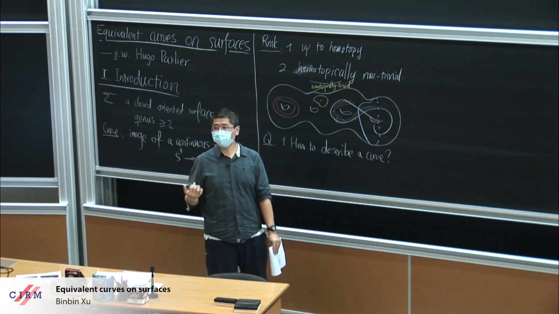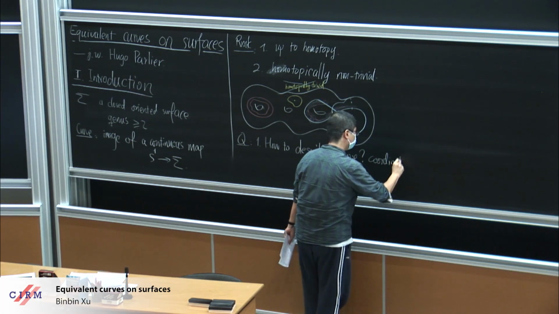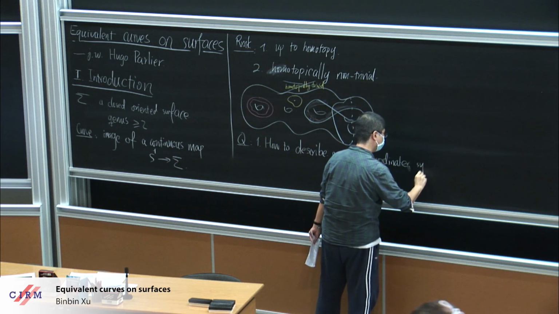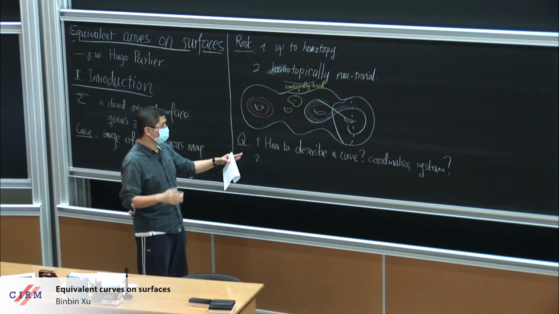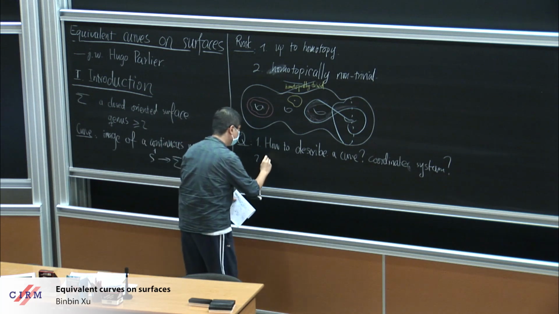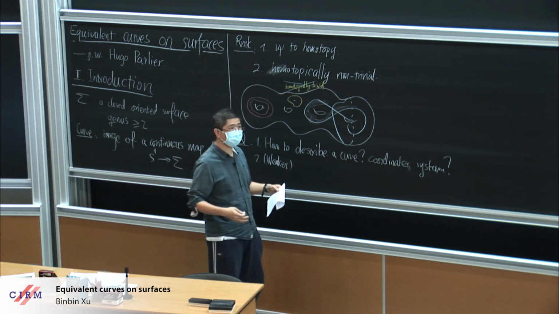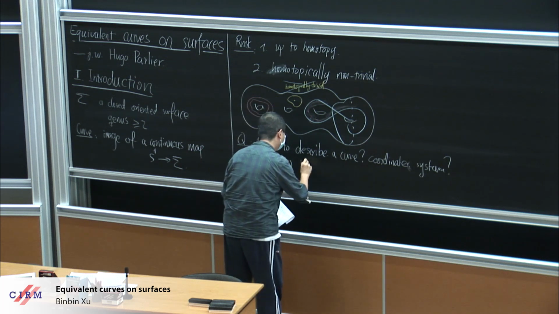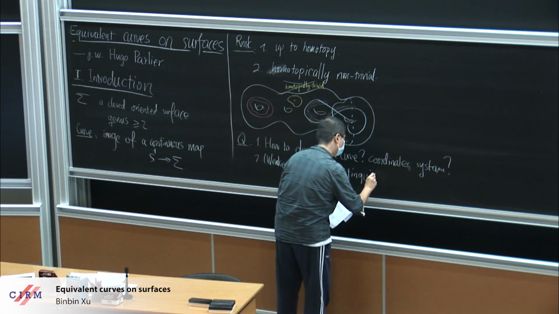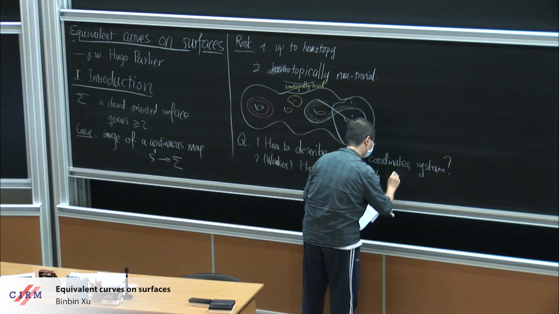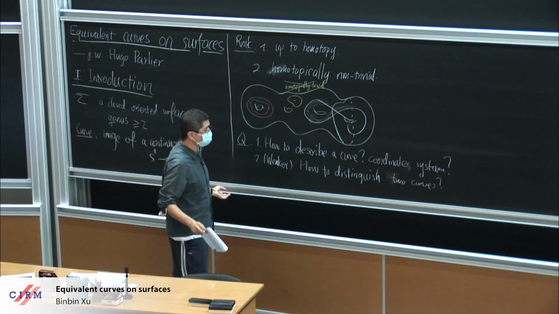Maybe we are lucky, then we can find a coordinate system. Or maybe we cannot do this, but we can consider a weaker version of the question, which means can we at least find a way to distinguish two curves? Is it possible to distinguish two curves?